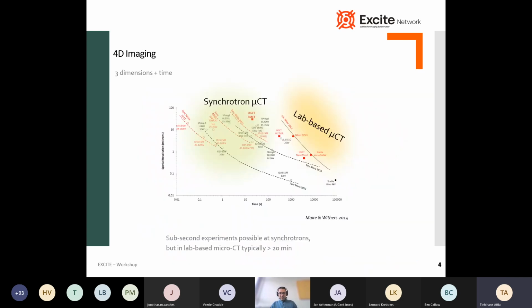So now back to this slide. We see that for capturing faster events and for higher speed scanning, lab-based micro-CT may not be suitable anymore. And typically, people go to synchrotrons for high quality, fast scanning, or actually for capturing very fast processes.